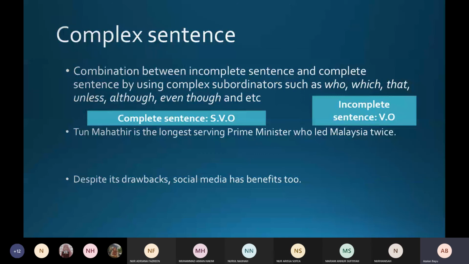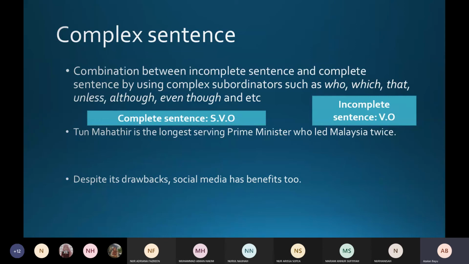Boleh tak? Boleh kalau you menggunakan complex. Alright, so Tun Mahathir is the longest serving Prime Minister who led Malaysia twice. Ayat dia pendek tapi dia adalah complex. Complex yang sebenarnya kalau you gunakan dalam essay boleh contribute to good marks in essay. Okay, compared to kalau you gunakan just simple and compound. Complex ni agak susah tapi guna, belajar buatlah.